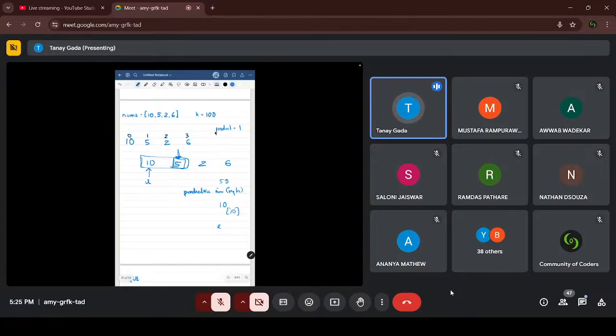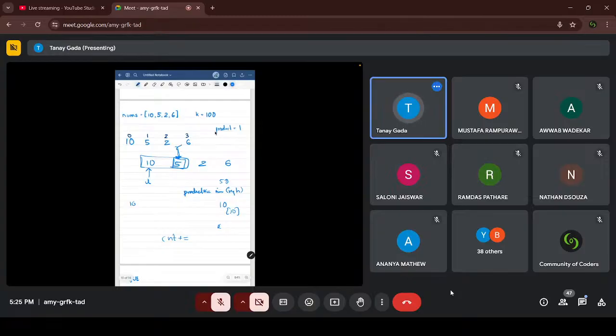Do you get that? 10 comma 5 has a product less than 100 and this 5 also has a product less than 100. So there are two subarrays which are contributing to the answer by the addition of this 5. Got this? So we would just increment the answer by the right, this is right, this is left.